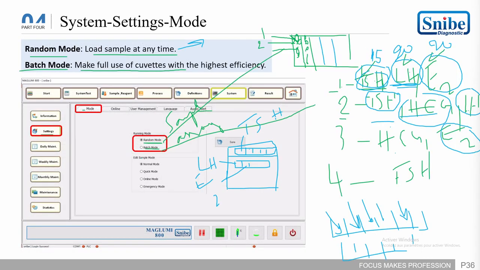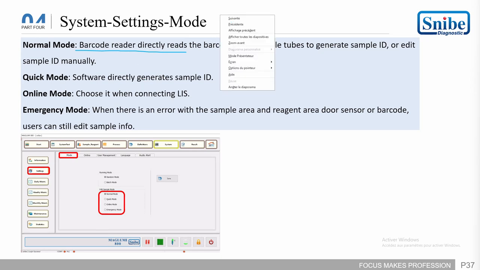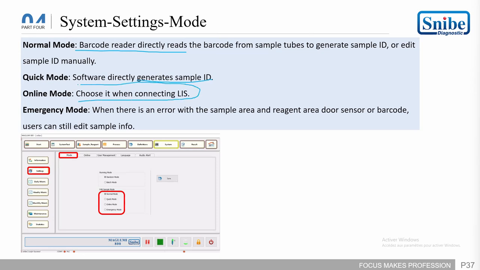Next is the edit sample mode. We have different modes. The first mode is the normal mode. In the normal mode, the barcode reader directly reads the ID of the sample from the barcode label on the tube. In the quick mode, the software directly generates the sample ID automatically. The online mode is from the LIS, so it is sent by the LIS.